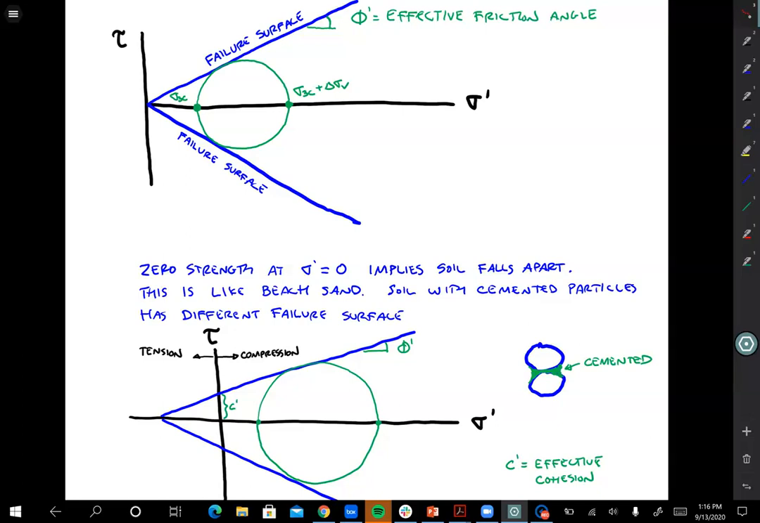But there are other kinds of soil, like cemented sand. So let's say that you have two sand particles that have been in contact for a long time, and then minerals have precipitated out of the water and are cementing these particles together now right here. Well, in that case, if you remove all pressure, the cement is still holding those particles together. And so you get a different failure surface.